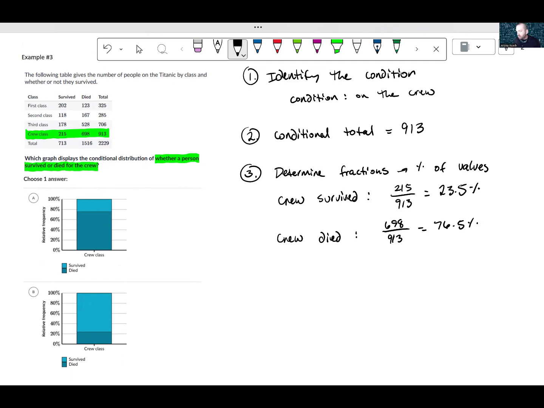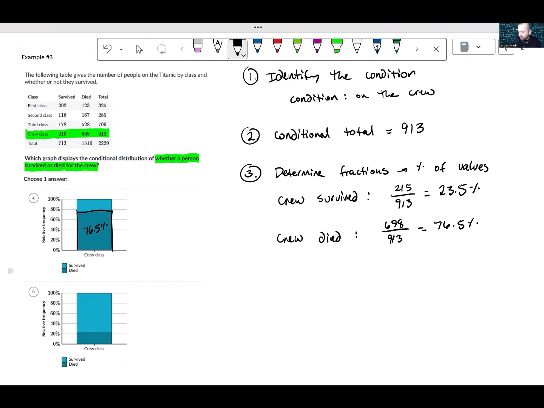And I think I did some estimations there, if I remember correctly. Okay, so now we're going to look at the bar graphs for these. So we have crew survived 23.5%. Well, let's look at the one that's easier to read. It looks like this one's easier to read. This is less than 80%, but definitely more than 70%. So I'm going to go with the crew died is the darker blue, and that's close to 76.5.